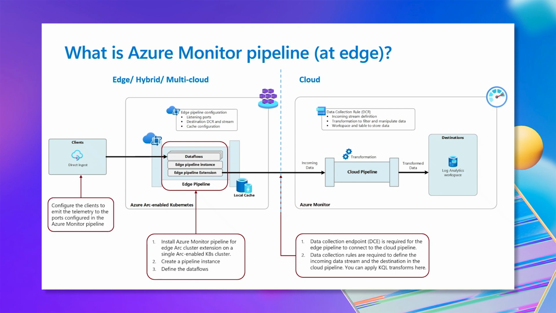Once the instance is successfully deployed, you can set up your on-prem resources to emit the telemetry to the ports configured in the pipeline instance, and then route it to Azure Monitor for observability. If you're using Azure Portal, setting it up is like a breeze. So let's see a quick demo.